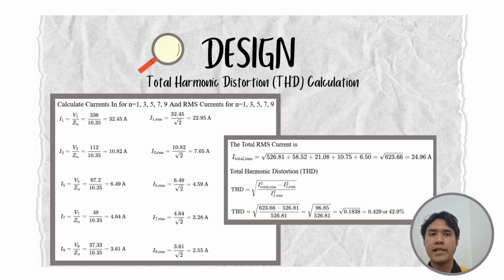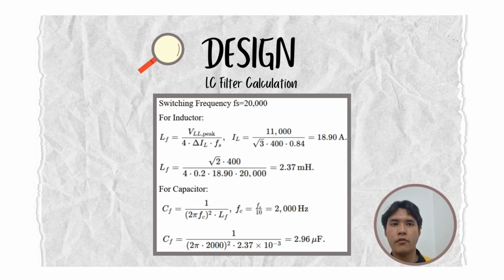For the last part of this total harmonic distortion calculation, we can calculate the total harmonic distortion, and we obtain the value of 0.429, which is 42.9%. So the next calculation is the LC filter calculation.